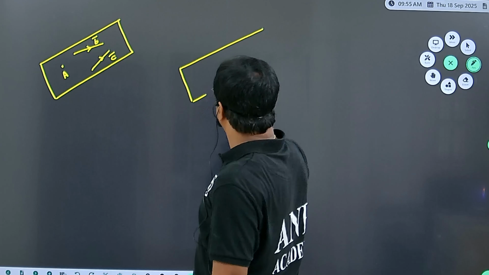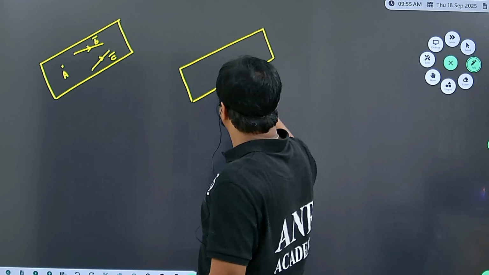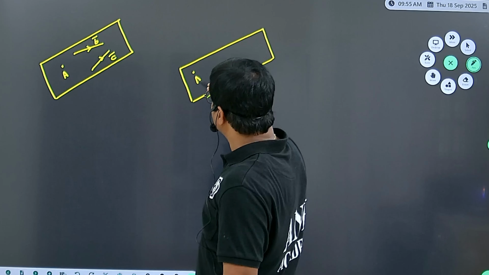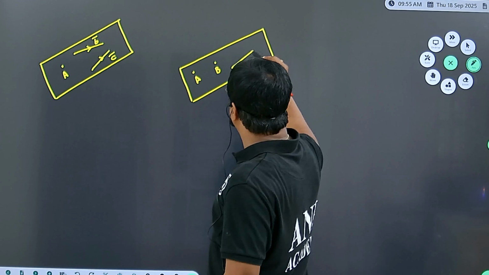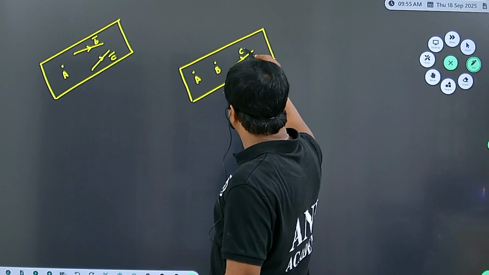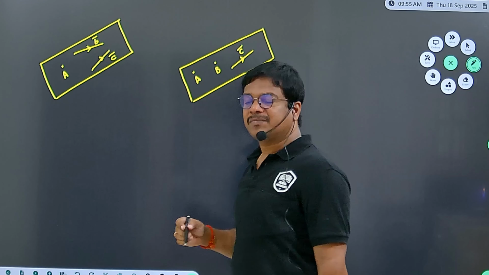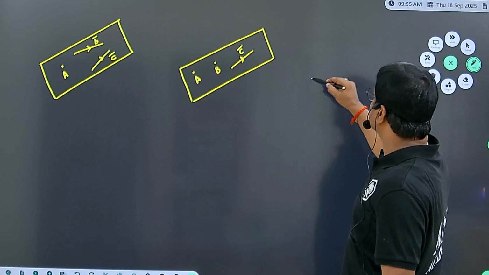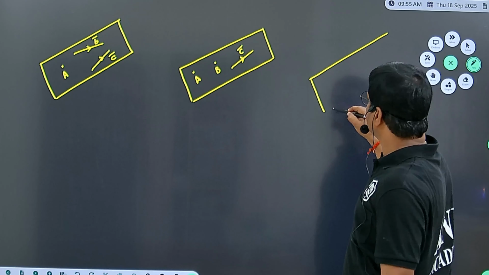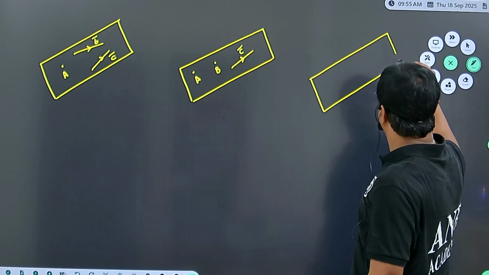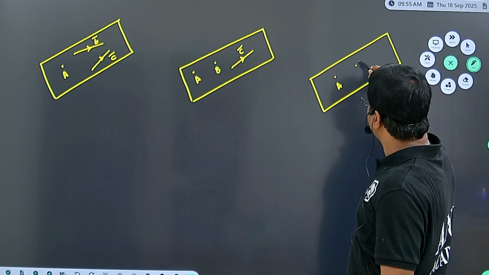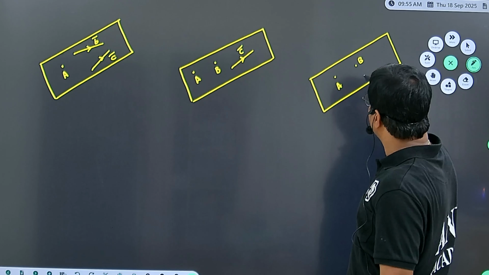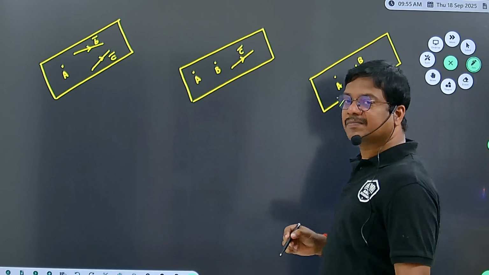Next, second one, the plane passing through two different points A and B and parallel to a vector, suppose this is C bar. Next, third one, the plane passing through three different points A, B, C.